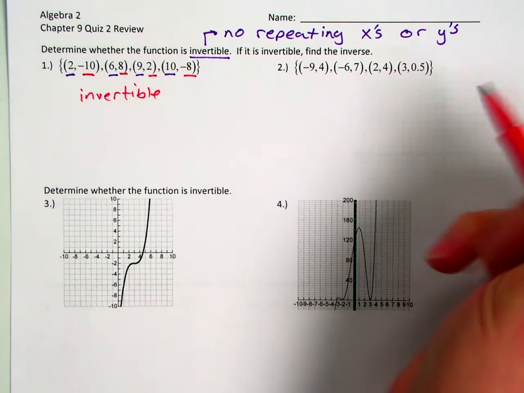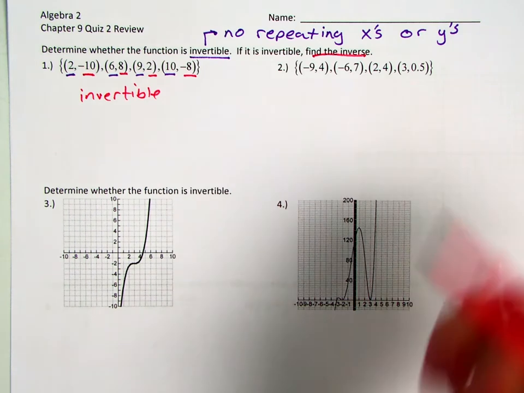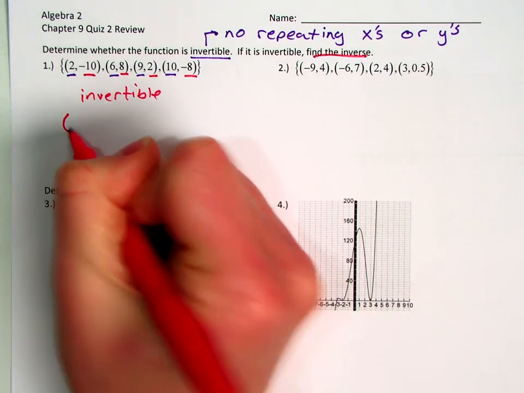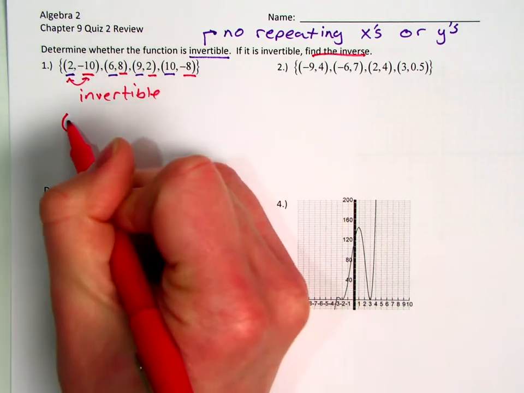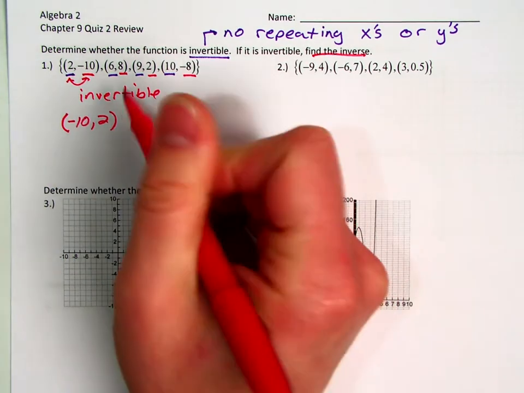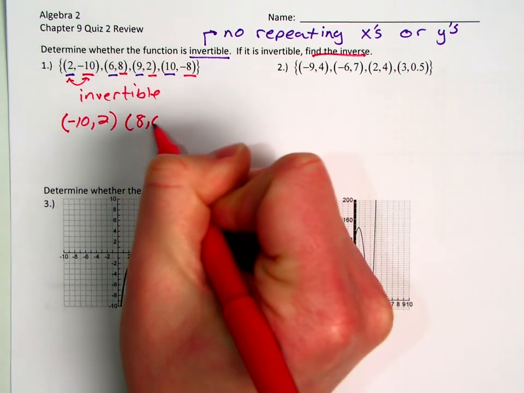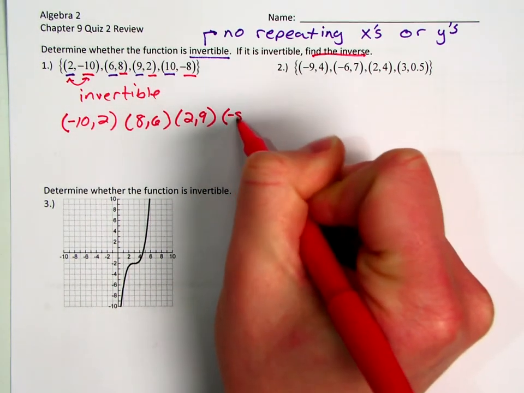And it asks me, if it is invertible, to find the inverse. Well, remember, in order to find the inverse, all you really need to do is switch your x's and y's. So, since in my original point it was 2, negative 10, my new inverted point is negative 10, 2. And then we keep doing that for every point in the set.